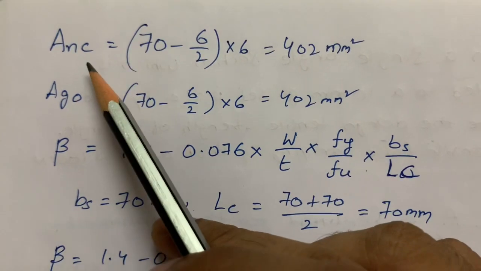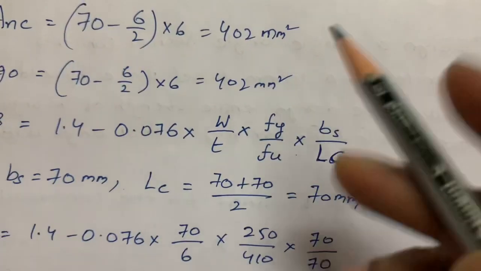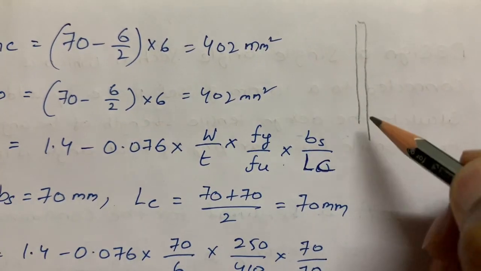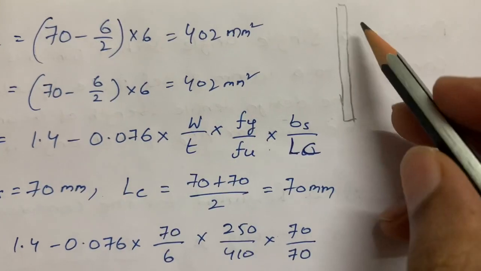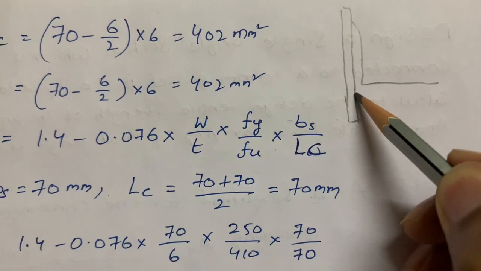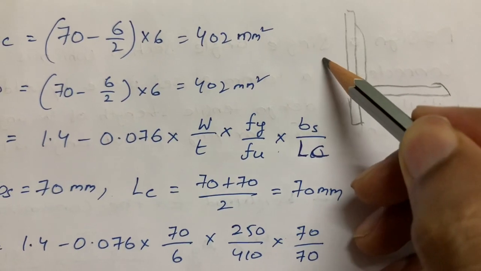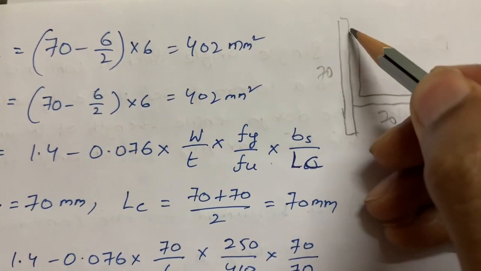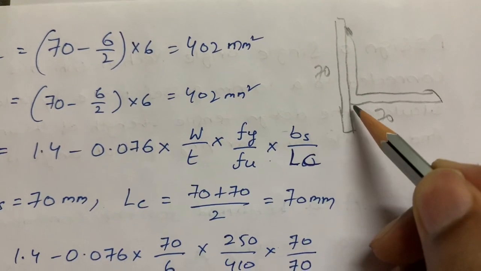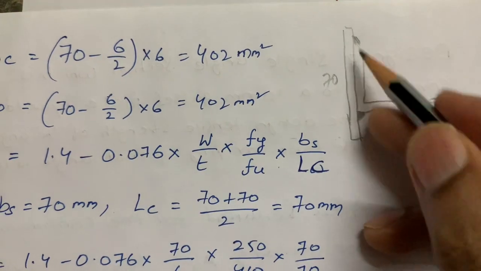Anc is nothing but the net area of the connected leg. In the question it is mentioned that this is our gusset plate, which is 10 mm thick, and our angle section is connected like this. This is our angle section, 70 by 70, and the welding portion is here. This is the side view of the section, and welding is done on both of these parts.